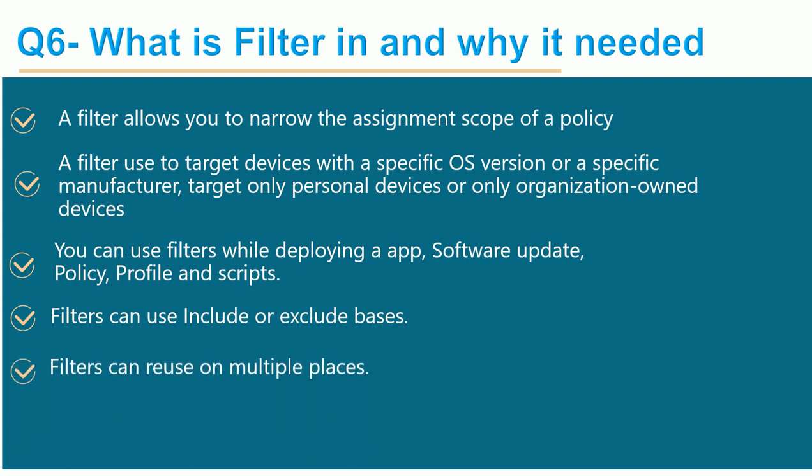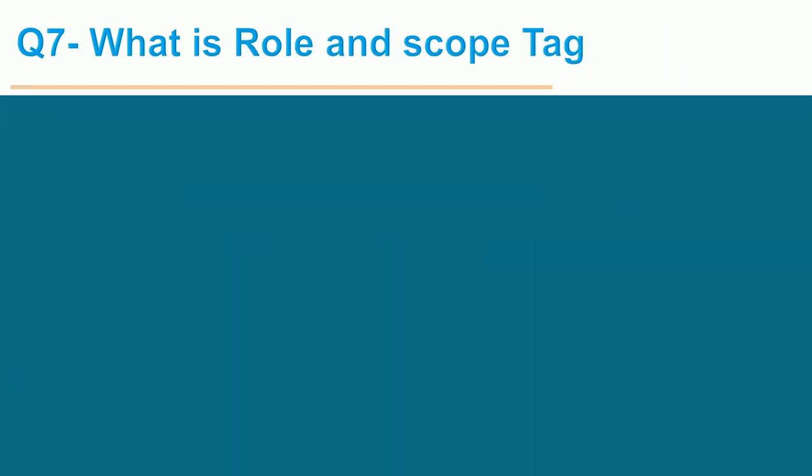So filters can be reused multiple times. For every assignment you do not need to create a filter. You create a filter once, and you can use it inside multiple assignments. Like you create a Windows 11 filter, and that one filter can be used in multiple assignments or deployments. So now, what are roles and scopes?